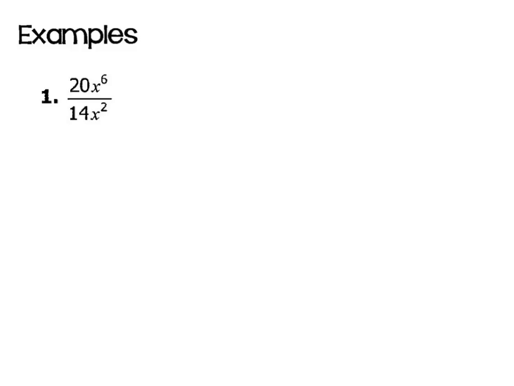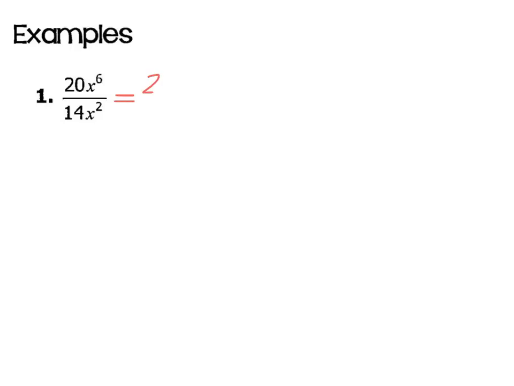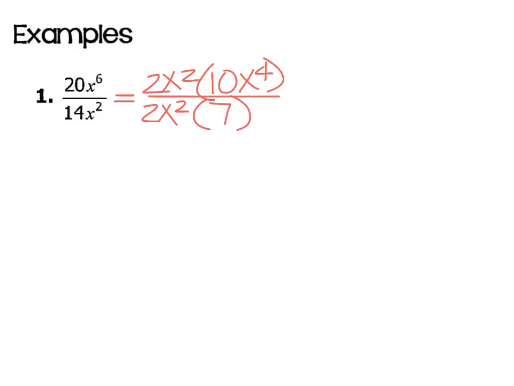Alright, so number 1. First thing we want to do is factor out everything that can be factored out. So we want to first look for a GCF, right? Our golden rule of factoring is always try to take out a GCF first. So 20x to the 6th and 14x squared both have something in common that we can take out, 2x squared. So what we would want to do is take out 2x squared from both the top and the bottom. If we take out 2x squared on top, we're left with 10x to the 4th. And if we take out 2x squared on the bottom, we're left with 7.